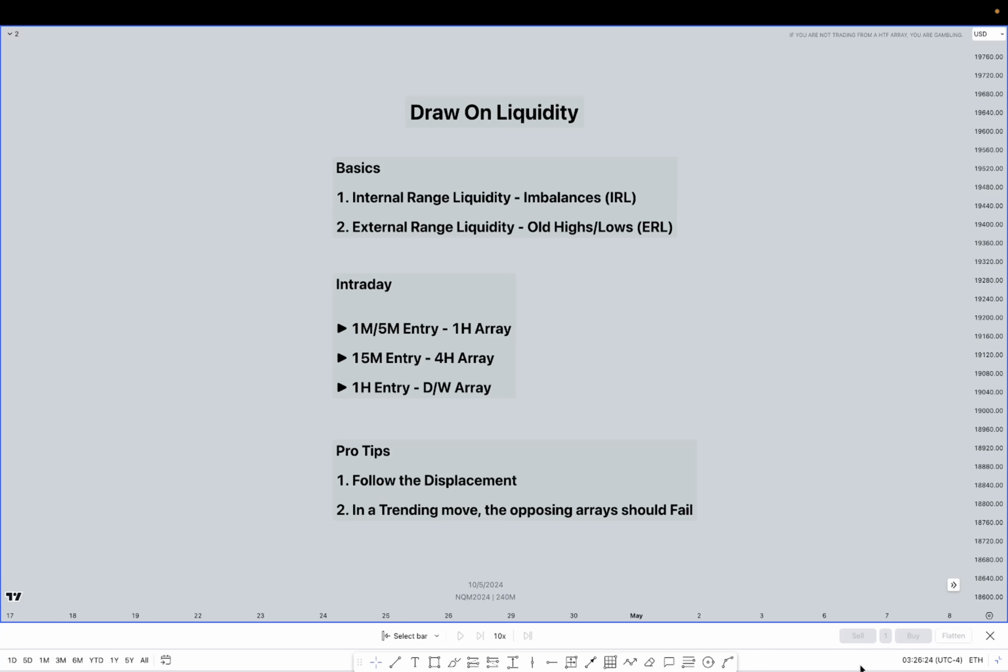In this video, we're going to talk about draw on liquidity. The framework I'm going to teach you in this video, I'm using myself to frame my intraday trades around. We're going over the basics about internal range and external range liquidity. We're going over my intraday strategy and some pro tips on how to best find the draw on liquidity. So without further ado, let's dive in.